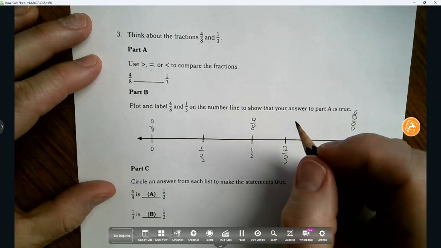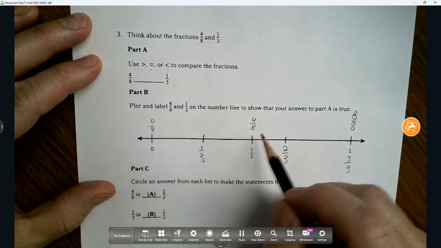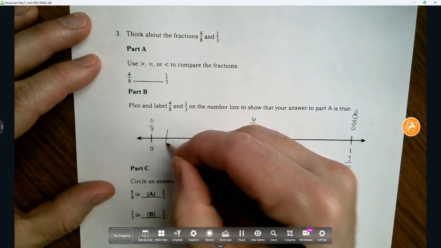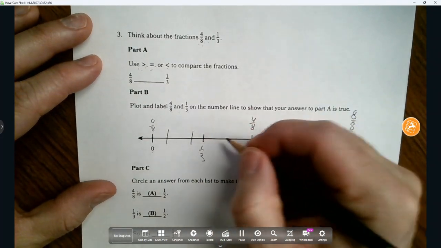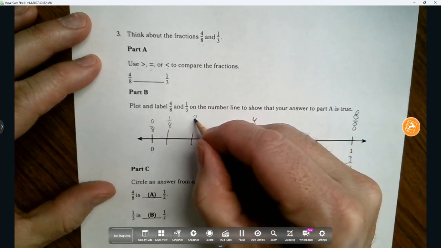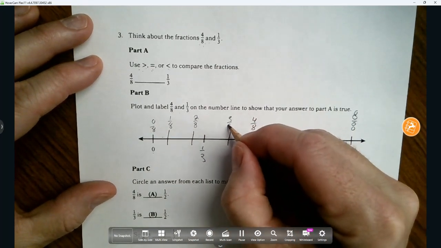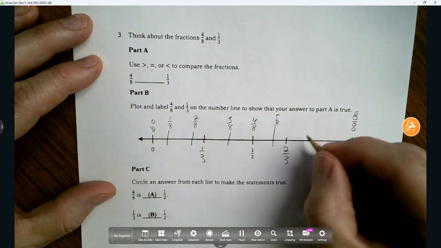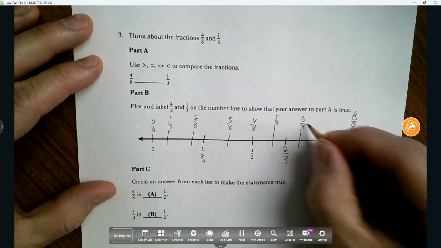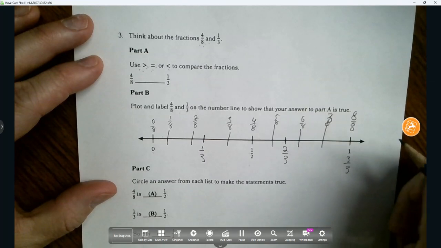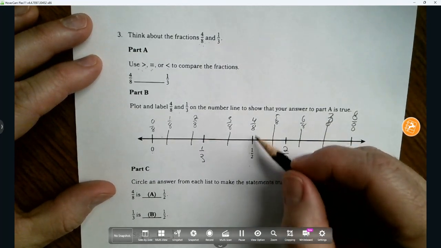But if you want to make sure it's the same, you need to have 4 spots here and 4 spots here. So we have 1, 2, 3, 4. 1, 2, 3, 4. So this would be 1/8, 2/8, 3/8, 4/8, 5/8, 6/8. I don't know why my line's getting bigger. 7/8 and 8/8. So here's 4/8.